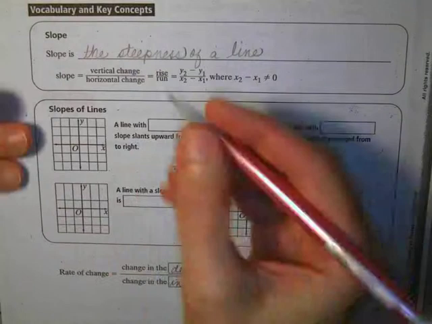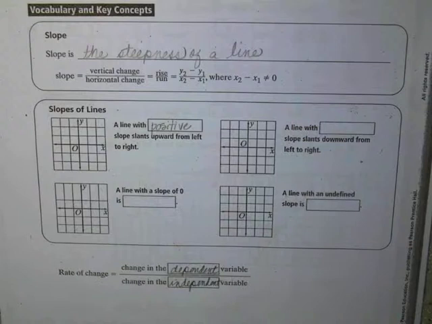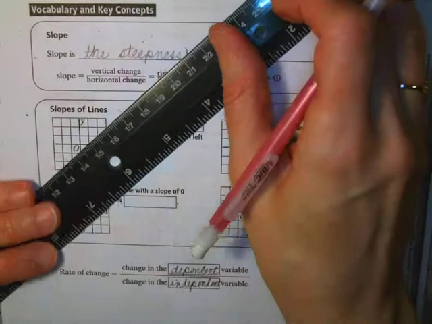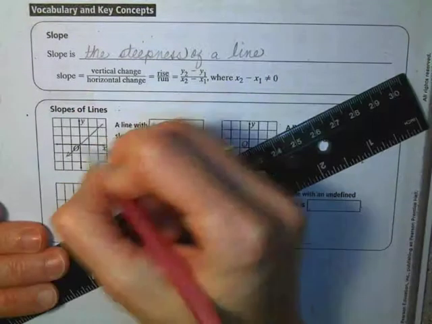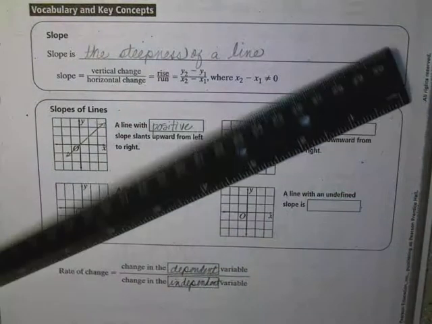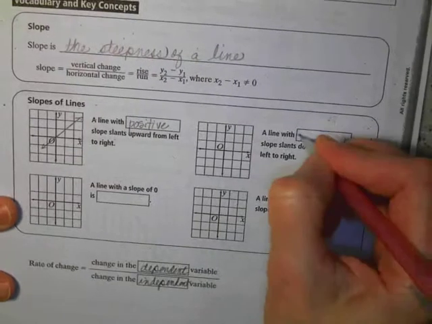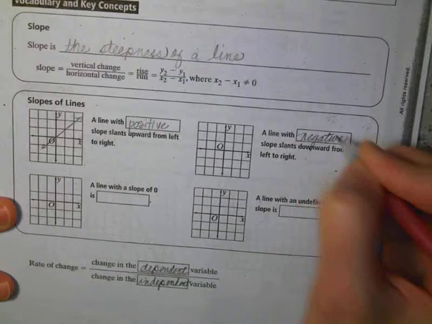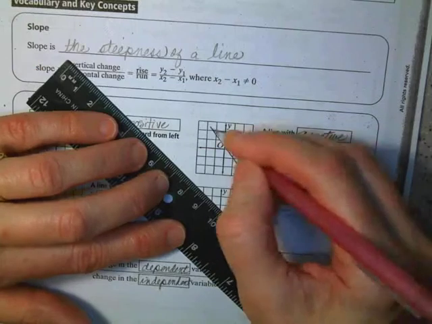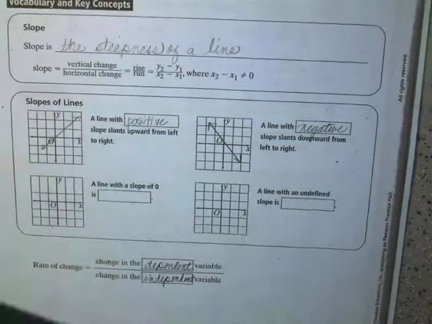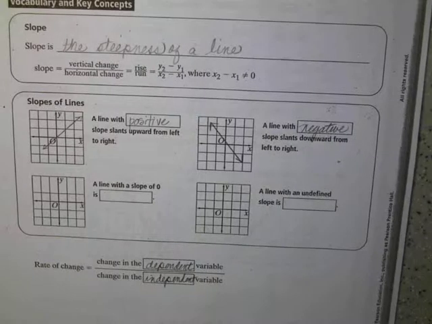Okay. A line with a positive slope slants upward from left to right. So you might just take a straight edge, and this line would have a positive slope because as I look at it from left to right, it slants upward. A line with a negative slope slants downward from left to right. Okay, so in general, from left to right, if it's going downward, it's going to be negative. And I'm just drawing random lines here just to illustrate.